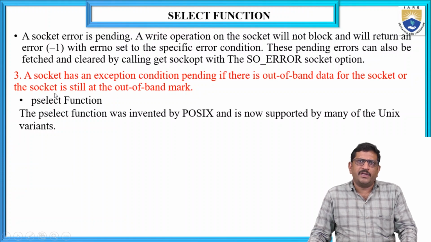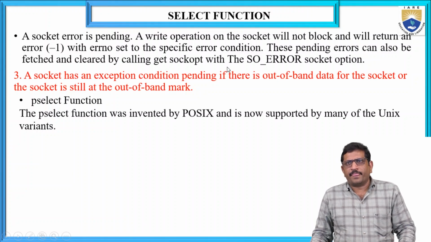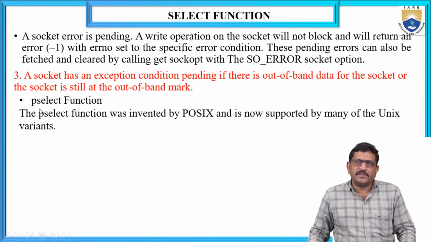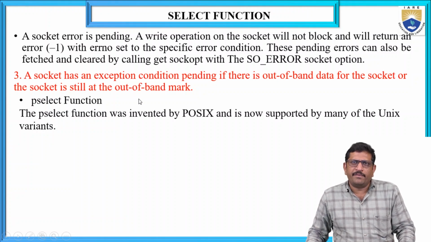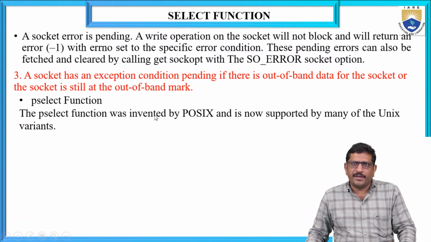Third condition: a socket has an exceptional condition pending if there is out-of-band data for the socket, or the socket is still at the out-of-band mark. That means, regarding the out-of-band mark, we can specify some other functions, that is the pselect function. This pselect function was invented by POSIX, the Portable Operating System Interface, and is now supported by many of the Unix operating system variants.